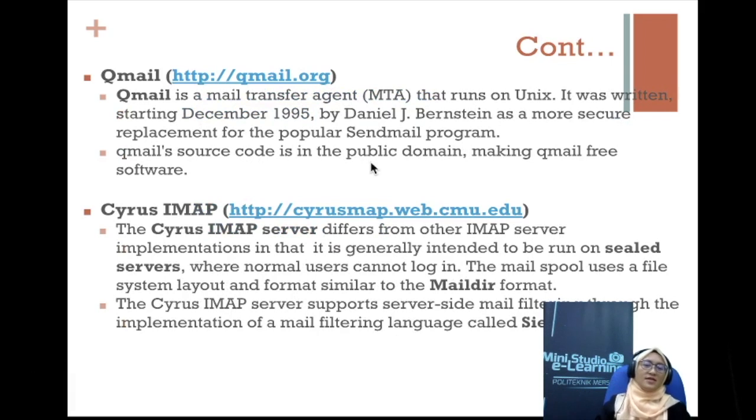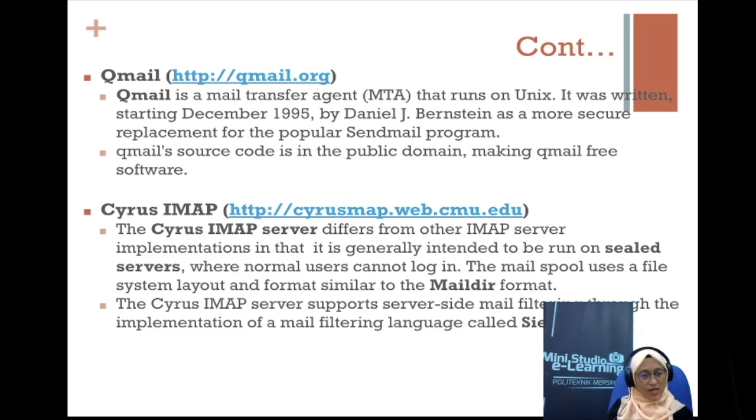The next one is Qmail. Qmail is a mail transfer agent, MTA, that runs on Unix. It was written starting in December 1995 by Daniel J. Bernstein as a more secure replacement for the popular Sendmail program. Qmail source code is in the public domain, making Qmail free software.